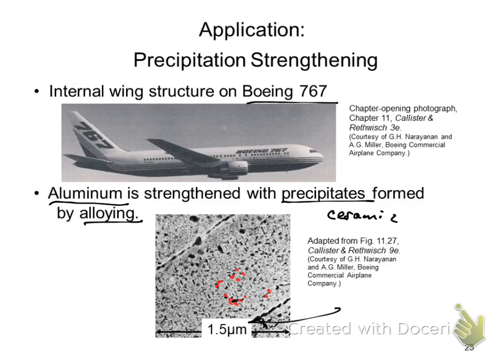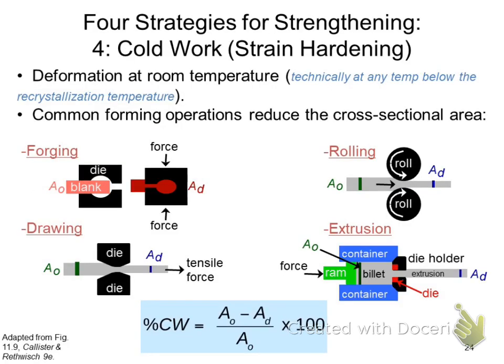Okay, we will keep going and look at our fourth strategy. This one is called cold working. Okay, in some ways we can also call it strain hardening. Now, cold working, we've already defined that as being deformation of a material that is below the recrystallization temperature. We've already defined cold working to be deforming a material below the recrystallization temperature, which can be very hot.